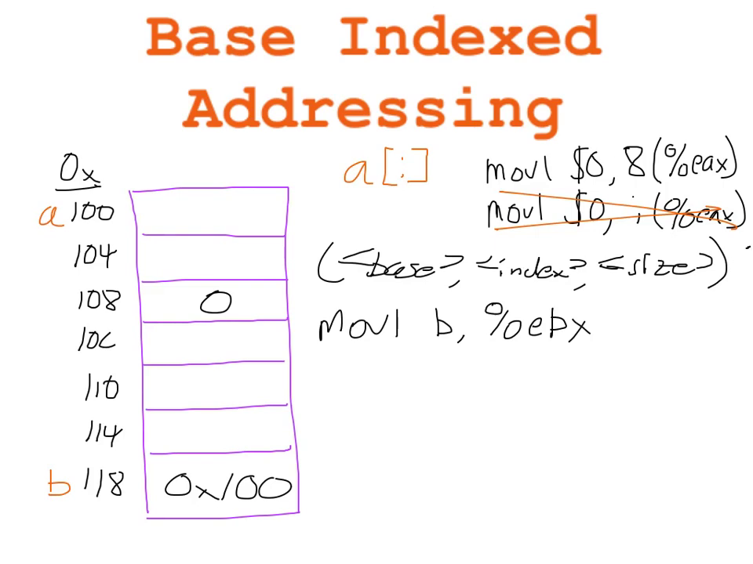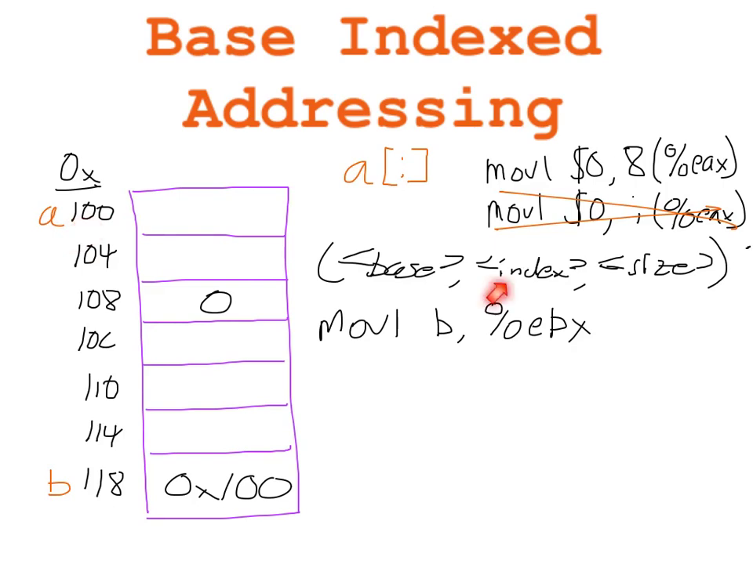So, at the conclusion of this line, the value in the B register is the value that is at location B in our memory map. B is 118. The value at 118 is 100. So that is what's going to be in the B register. So that is the base of our array. And as we can see, that's correct. That's the start of A.